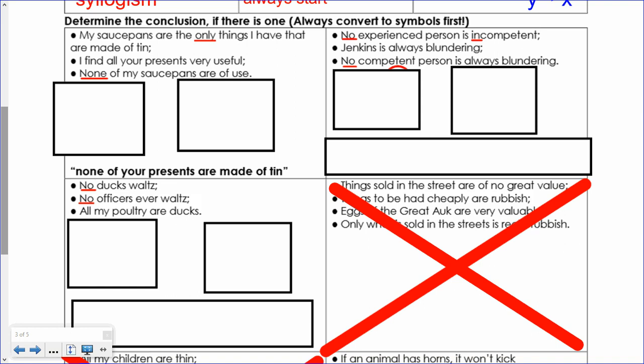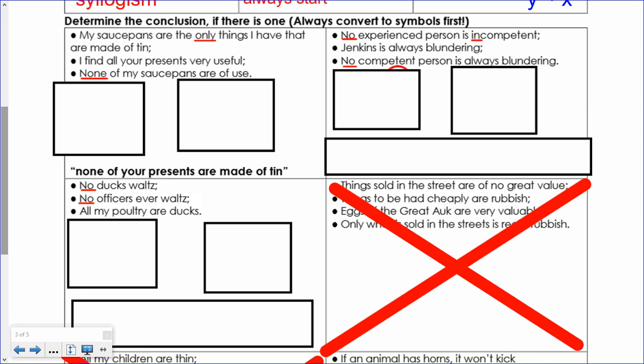Does anybody think they can explain why you would write it the other way around? Or what you would normally expect? Have a visual. John, this is your kitchen. Okay, maybe that's how you draw a saucepan, I don't know. So it's saying that my saucepans are the only things that I have that are made of tin. So in the tin category, I should only have saucepans.